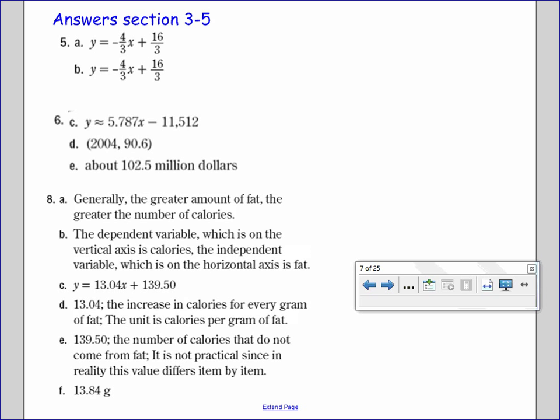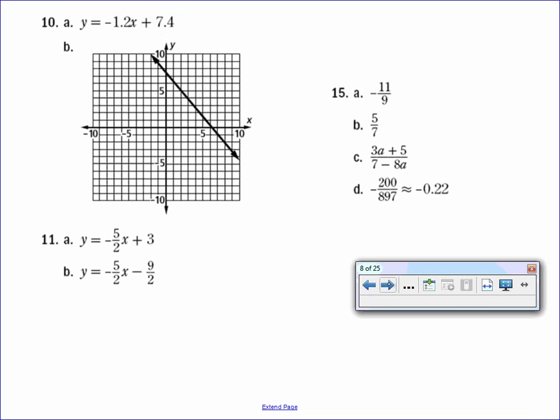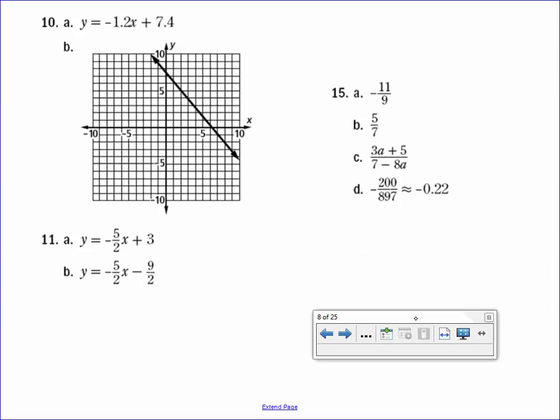And a couple more. There we go. There's the slider value I'm looking for.